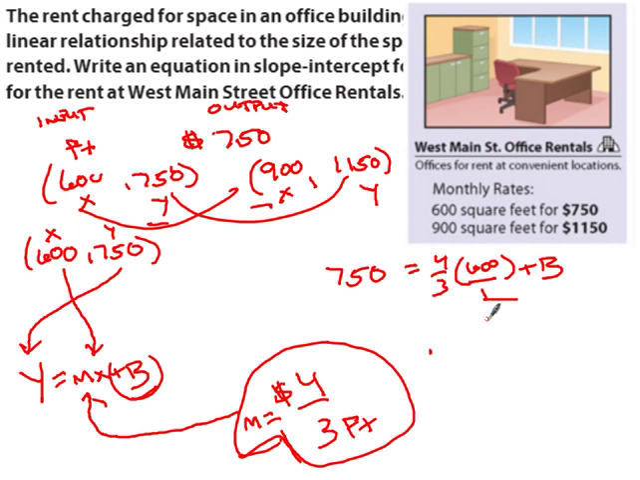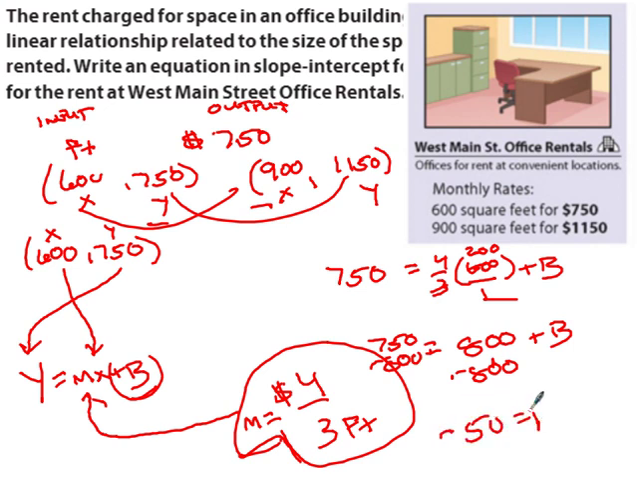Now the tricky part is going to be multiplying the fraction, right? But that's why we always want to cross simplify if we can, because 3 goes into 6 twice, which means 3 goes into 600 200 times. 4 times 200 is 800. Okay, so I have 800 plus b equals 750. I can subtract 800 from both sides, and I get negative 50 equals b, so I figured out my y-intercept.